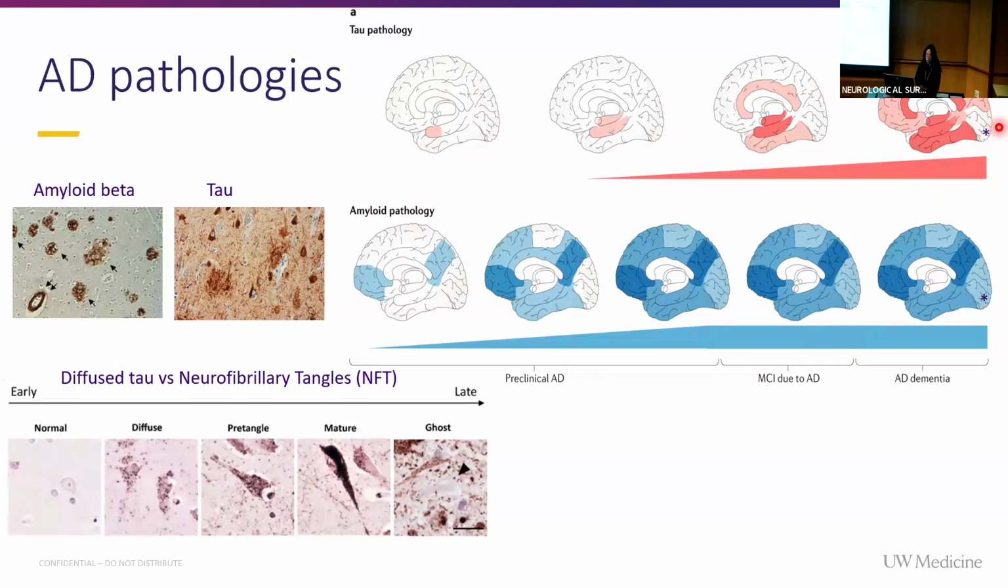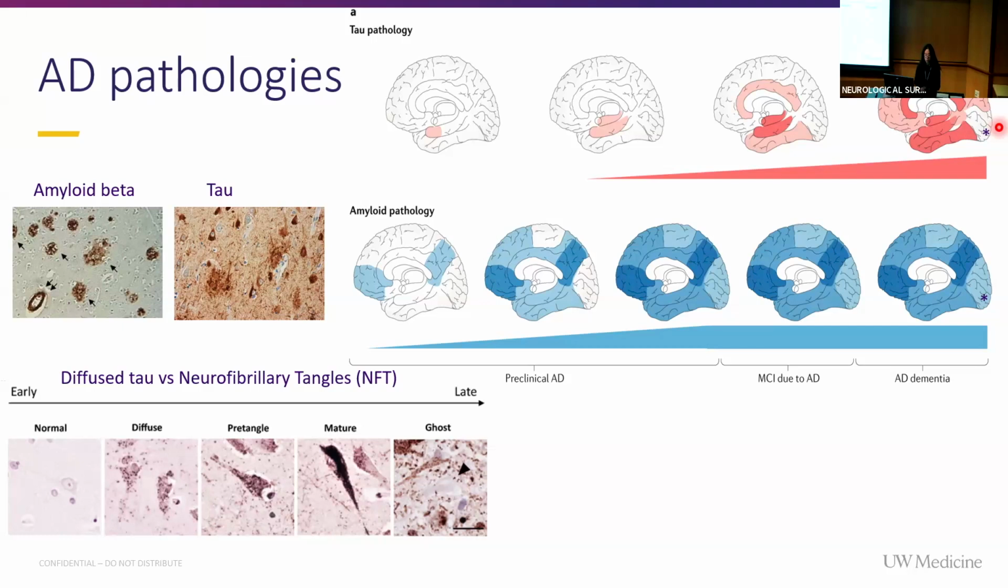Tau has 2 staging systems, Saper and Braak, but I'll just be talking about Braak for the sake of this presentation. How Braak staging works is that it's location dependent. So if I had a brain that only had tau tangles in the transentorhinal cortex, I would just stage it as Braak stage 1. If the tangles have moved all the way up to the hippocampus, I would then move it up to Braak stage 2, so on and so forth.